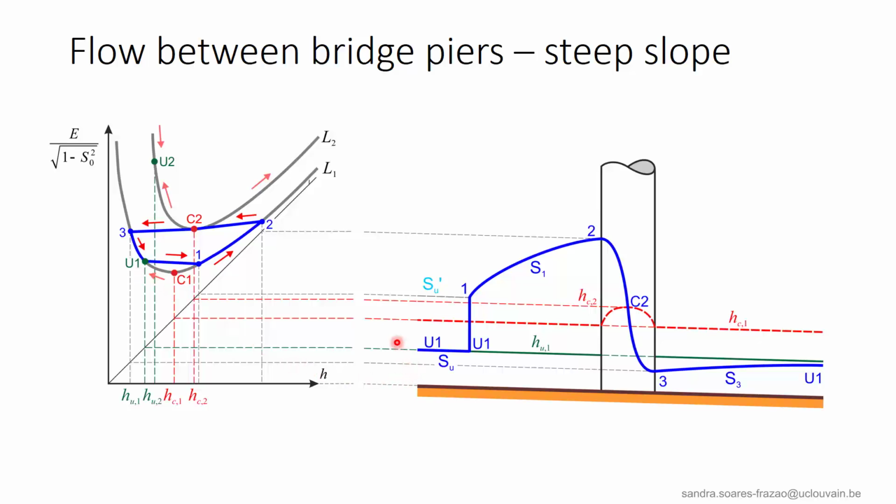So this is illustrated here. Uniform flow, hydraulic jump, S1 profile, a decrease of the depth along the bridge pier until point 3, and an S3 profile.